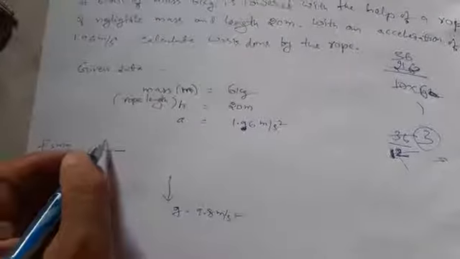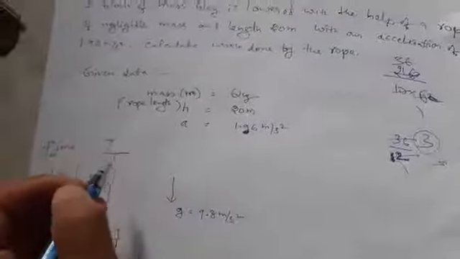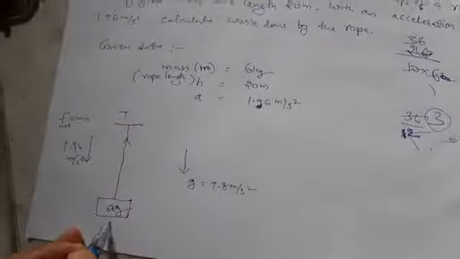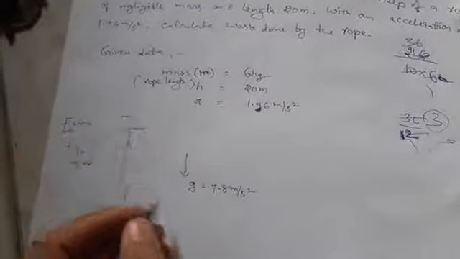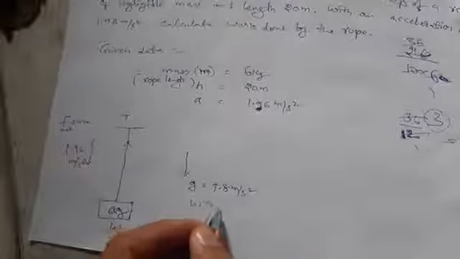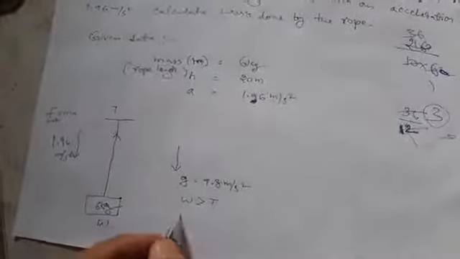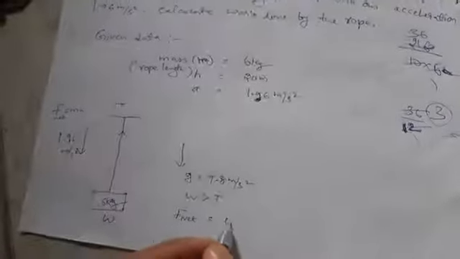Tension force in the string acts upwards, T tension force. Weight of the body acts downwards, W. As it is moving down, weight must be greater than the tension force. So W greater than the tension force. So that's why net force is equal to W minus T.